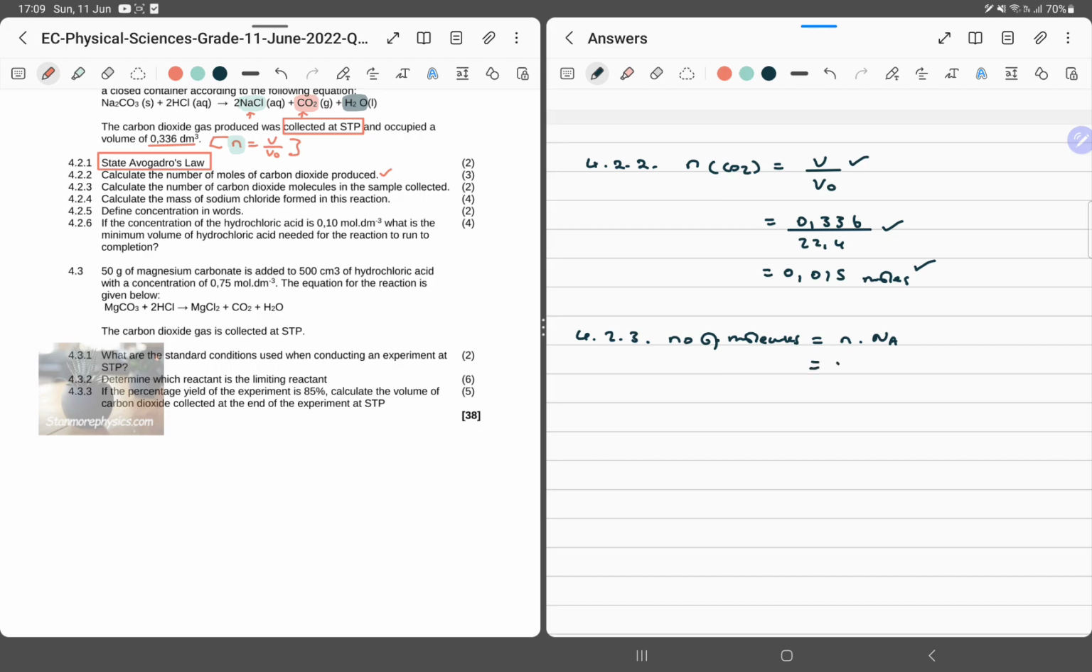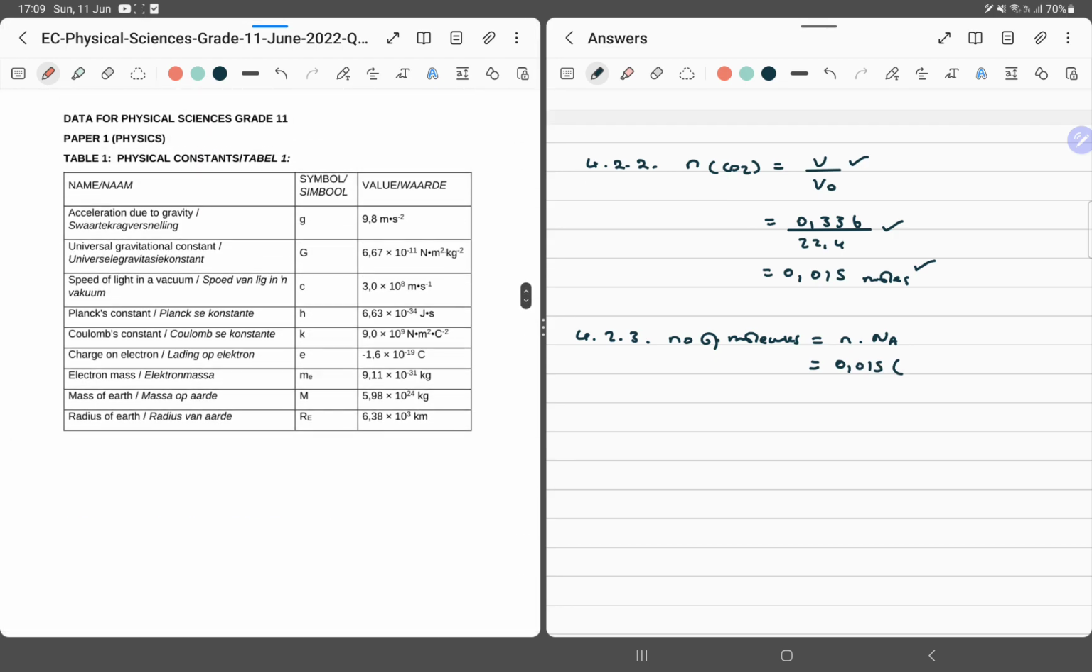So this question is easy. 0.015 into, what is that one? I forgot the Avogadro stuff. There is a Planck's constant.